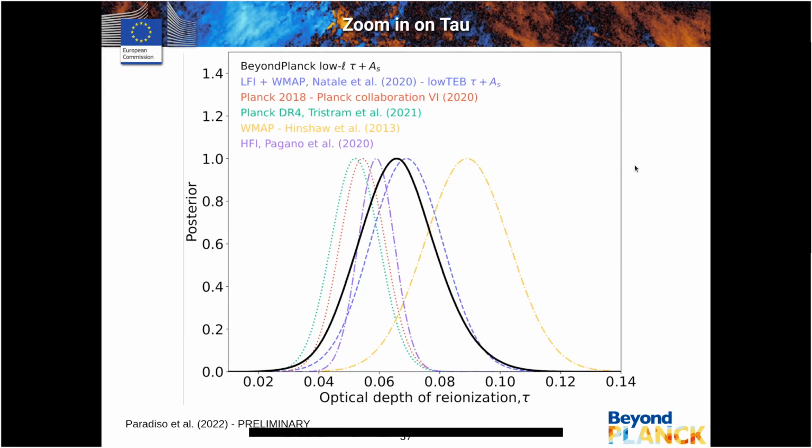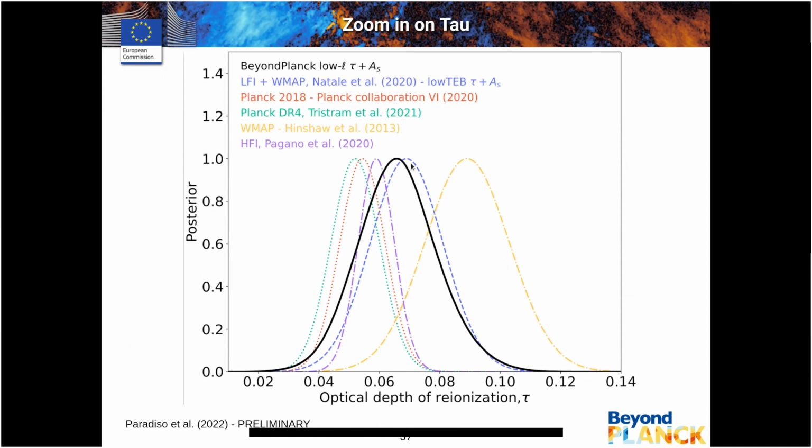And then this is our tau estimate. Tau is one of the things that's most sensitive to low-L polarization, which is where we think we have our biggest improvement in this pipeline. This black curve is still a preliminary tau, but we don't expect it to change very much. This is our estimate, and you can compare it with various other literature estimates here. This yellow one is WMAP.